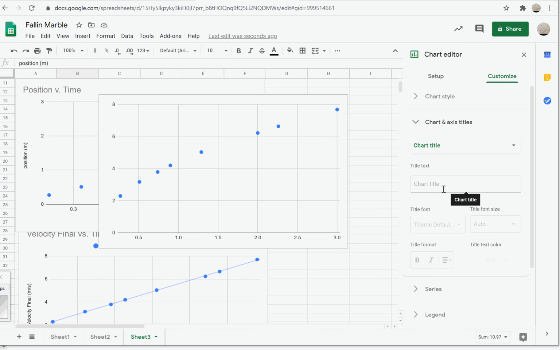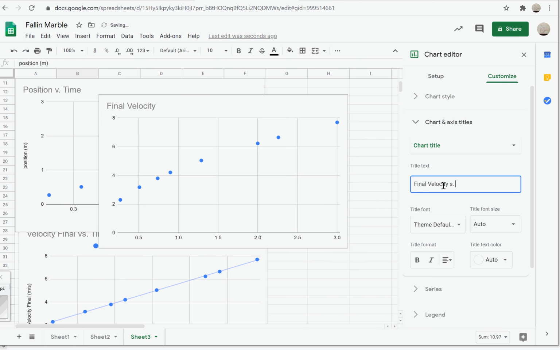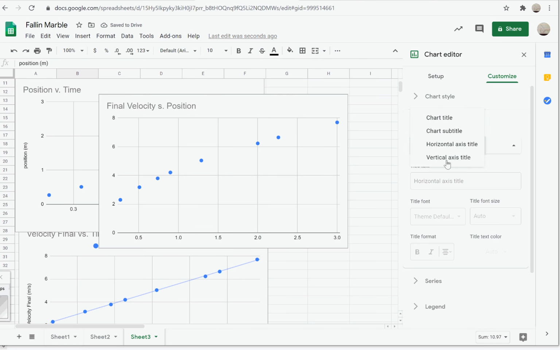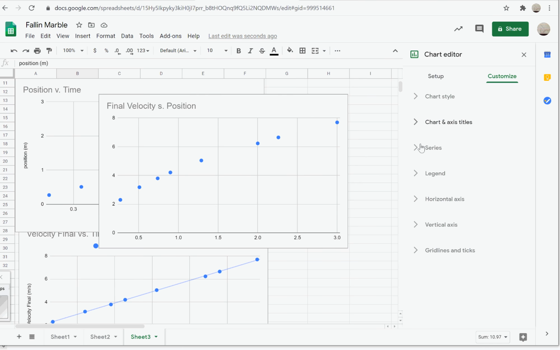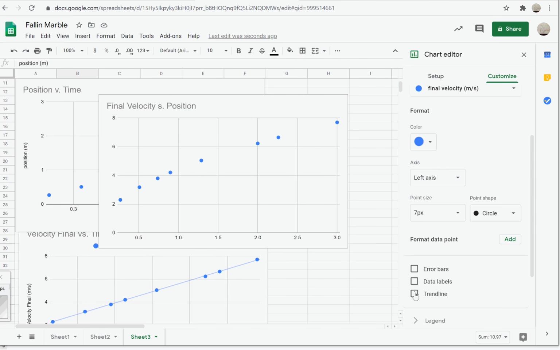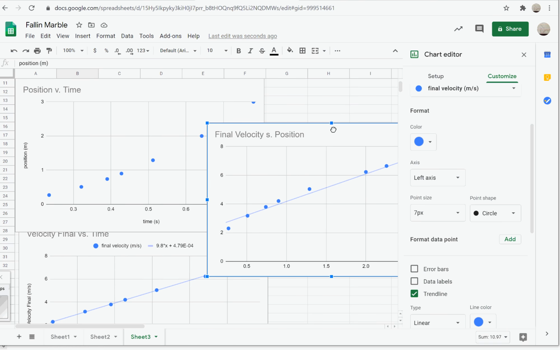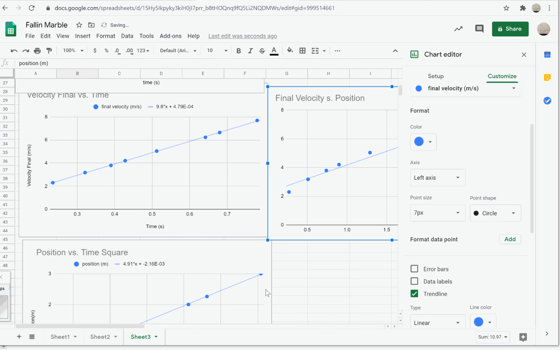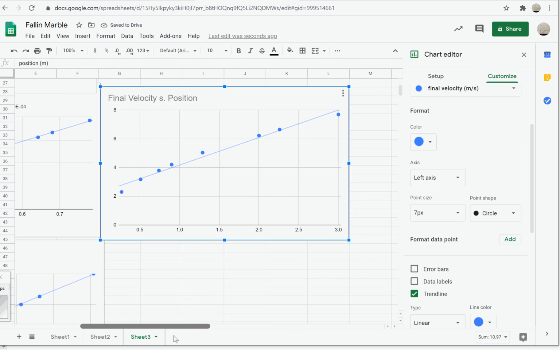And again, feel free to fast forward. Final velocity versus position. And I'll be a little lazy. You should know that you need to put in your horizontal and vertical. But let's just do something. Series. Look at the trend line on that. And so what we notice is that this is not a linear graph. So we've kind of got the same problem that we did a second ago. We've got a graph, but it's not a linear graph.